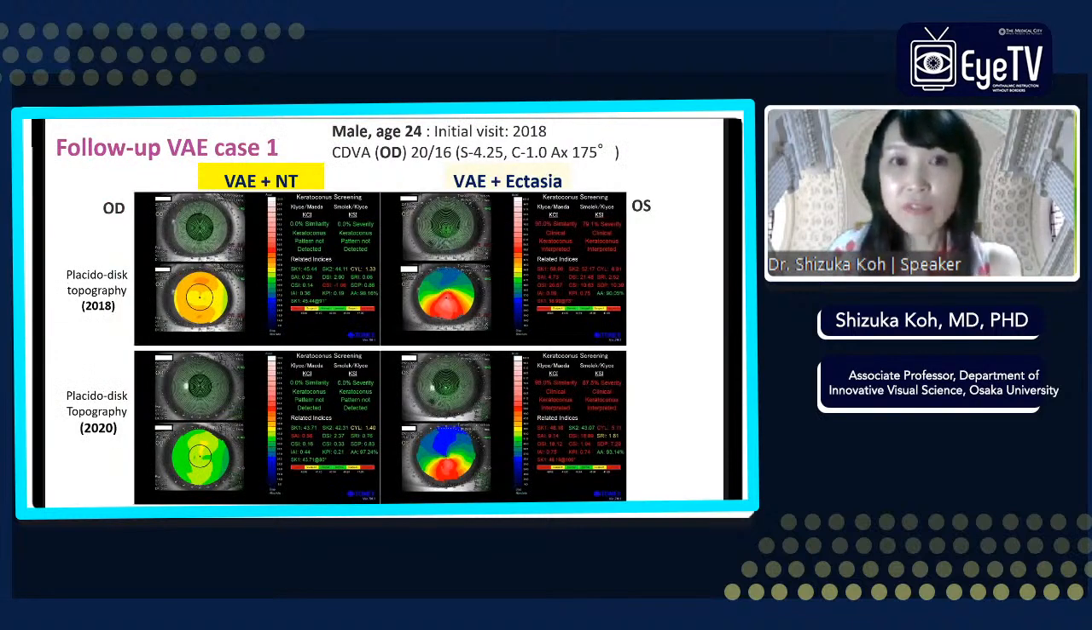This is a follow-up case of very asymmetric ectasia. As you see here, no significant topographic change was detected in the fellow eye. So this is also for the fellow eye. So this is the ectatic eye. You can see the definite clinical keratoconus, but this eye has no abnormality based on the Placido corneal topography in 2018 and 2020.